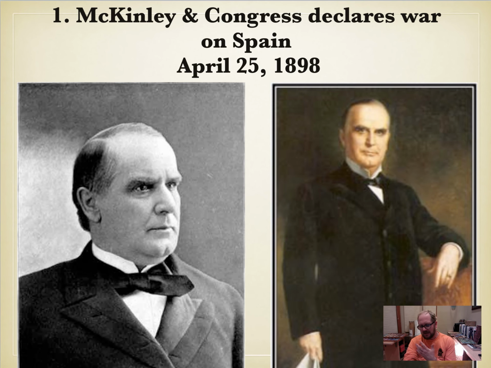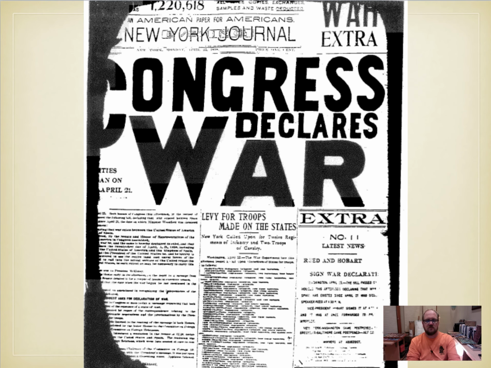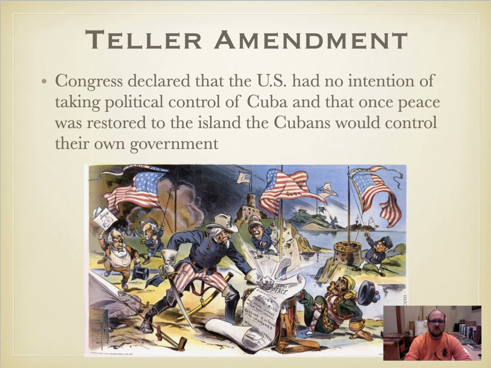We see McKinley push Congress to declare war. They did on April 25th, 1898. And right at the very start, when they passed the legislation to go to war, they also passed the Teller Amendment. In this amendment, Congress declares that the U.S. had no intention of taking political control of Cuba, and that once the war was over, they were going to give the island to the Cubans to control with their own government. This was basically Americans' promise that we will not go to war to gain territory. That was the main idea of the Teller Amendment.